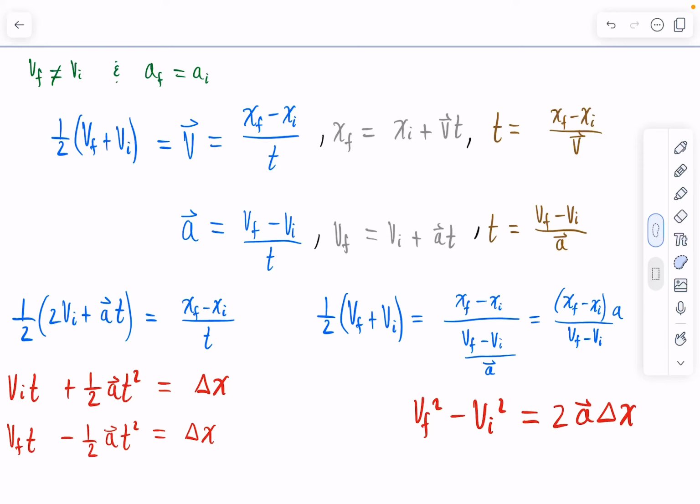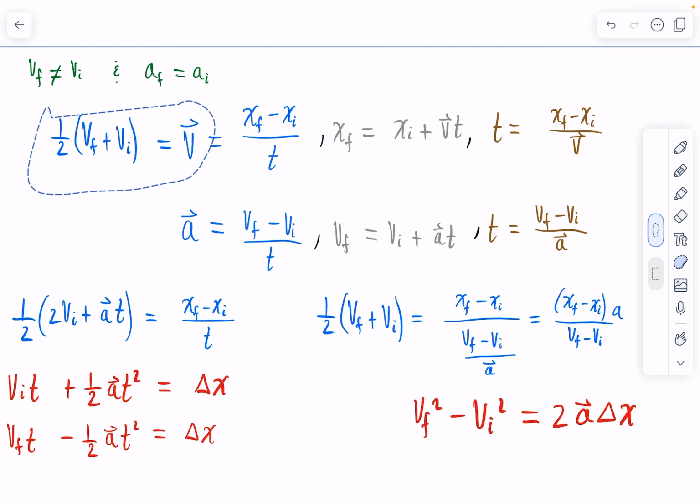Recall the definitions for average velocity and average acceleration. We can solve for the final position and the final velocity and get these two equations. Then we can solve for time in both of these equations and get these two equations for time.